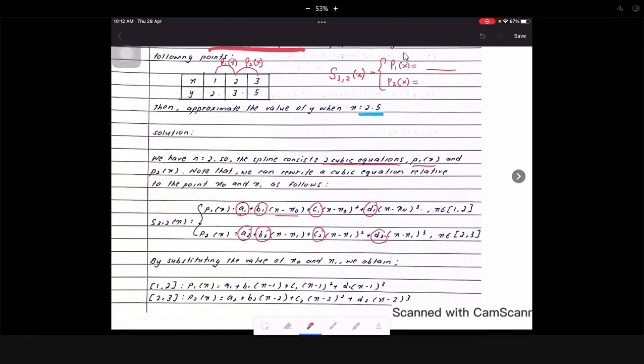So the first adalah from the function tersebut kan. So let's say dia adalah P1 ni. P1 ni melibatkan interval 1, 2. So point kita boleh dapatkan the first equation adalah pada P1.